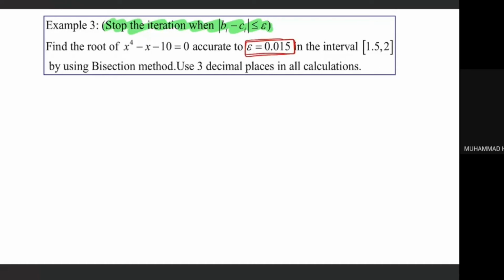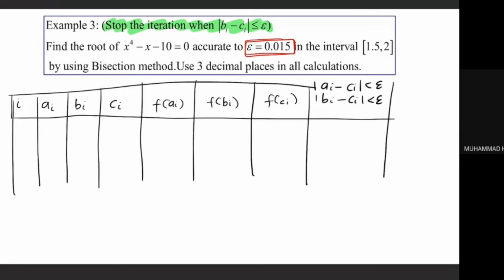For example 3, I want to show you when to stop the iteration if the error tolerance is given. In this question, the error tolerance is given. Then how do we stop the iteration by using the error? In your table, you should have I, A, B, C, FA, FB, FC, and also error. The error, the size of the interval, should be less than epsilon.